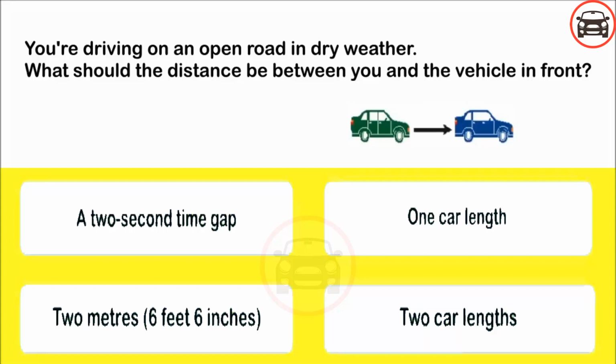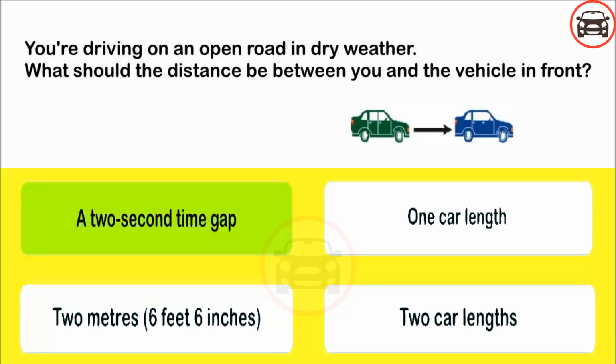You're driving on an open road in dry weather. What should the distance be between you and the vehicle in front? A 2-second time gap. 1 car length. 2 meters, 6 feet 6 inches. 2 car lengths. A 2-second time gap.